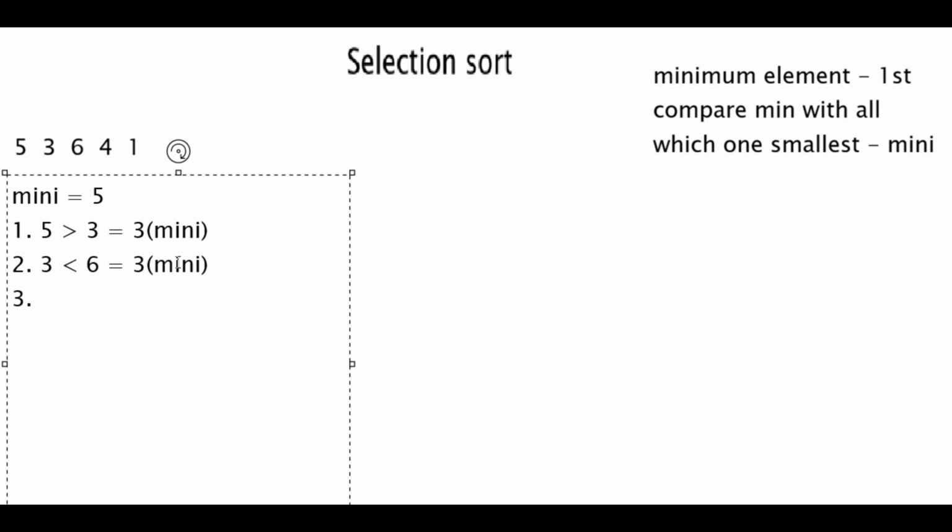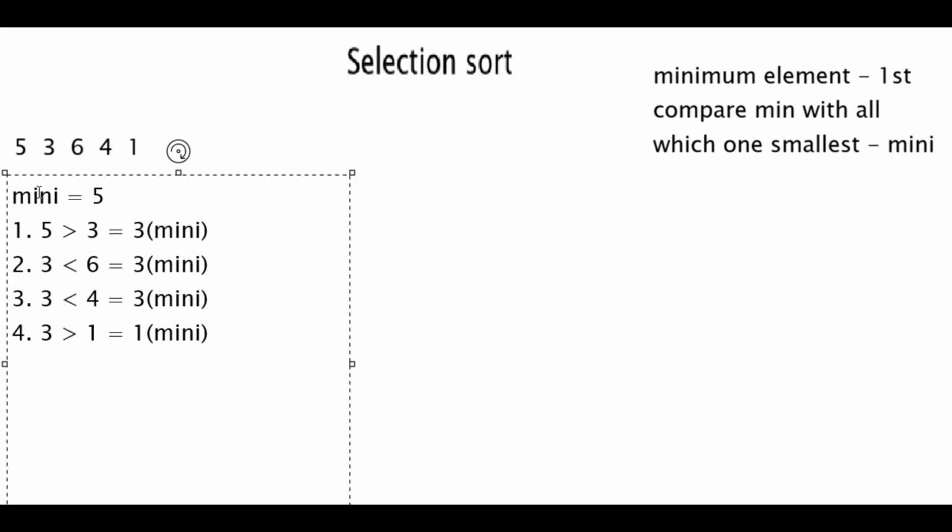In the third step, we are going to compare 3 with the next one. Make a guess: 3 and 4. Pause the video and guess what it may be. It will be mini only, because 3 is less than 4. After that I will continue, and this time 1 will be compared. Then what will be the mini? 1. Why? Because 1 is less than 3, right? So the mini this time will be 1.